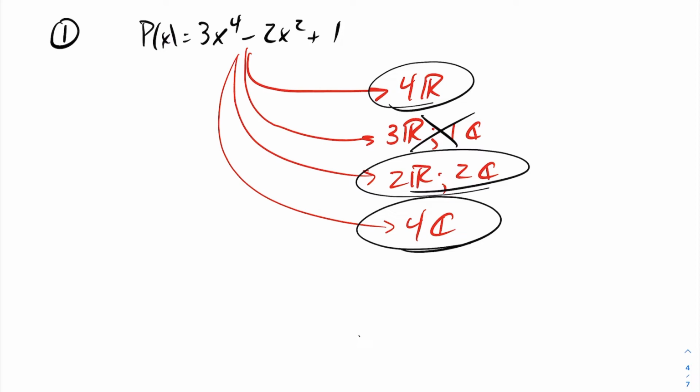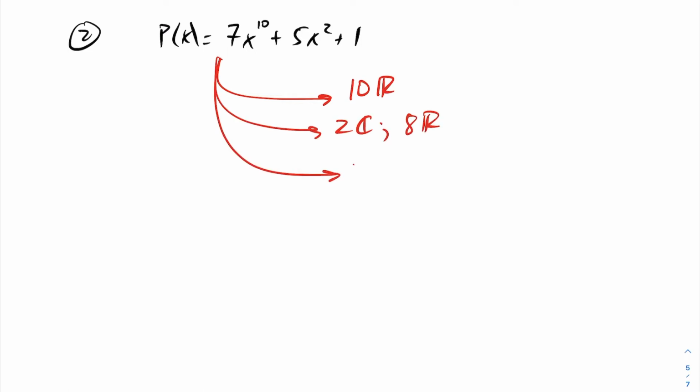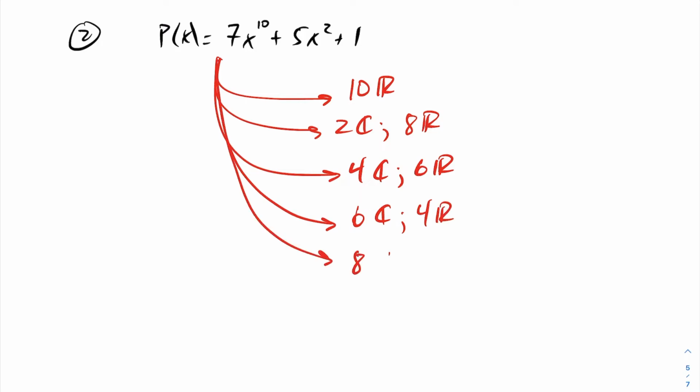Let's take a look at another example of this. So for this degree 10 polynomial, I know it has 10 roots. Those roots can be all real. You can have 2 complex, 8 real. You can have 4 complex, 6 real. You can have 6 complex, 4 real. You can have 8 complex, 2 real, and lastly, you can have all complex numbers.